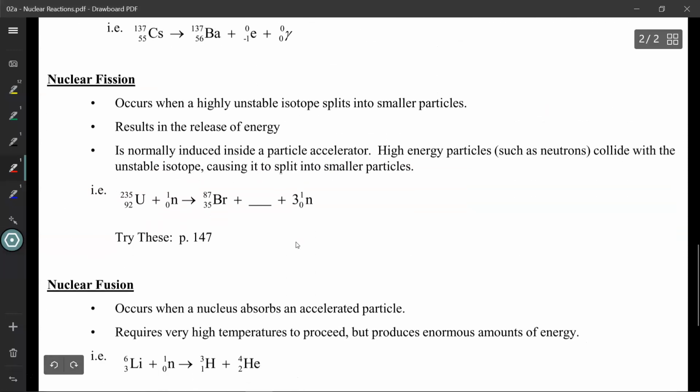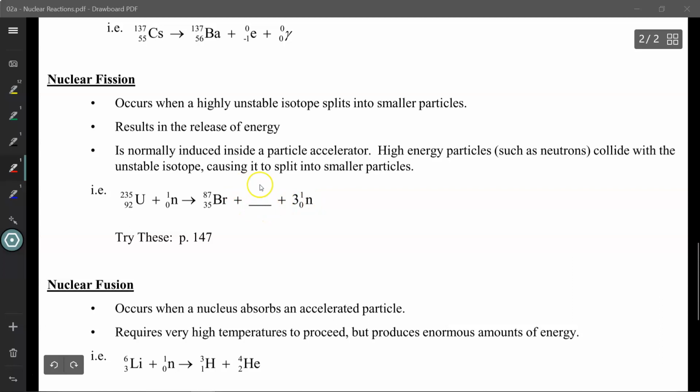Now, nuclear fission occurs when a highly unstable isotope is split into smaller particles, so you're breaking apart. During this process, you release a lot of energy, and it's normally induced inside a particle accelerator. So high energy particles, such as neutrons, collide with unstable isotopes, causing them to split into smaller particles. So let's take a look at this example over here. Uranium-235, and then we're going to fire a neutron at it. In the process, bromine-87 is produced, and 3 other neutrons are ejected from this nucleus.